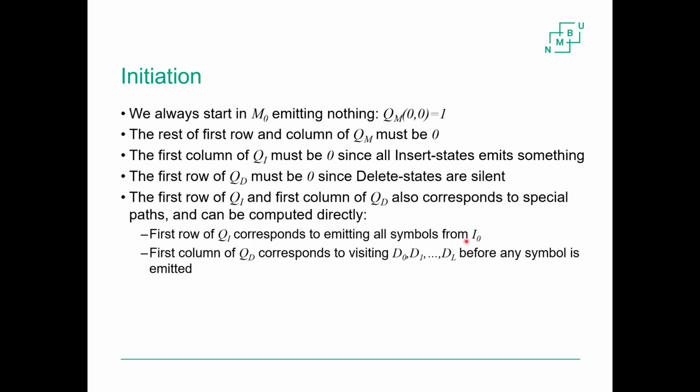But this can be filled in directly, and the same here. The first column of QD corresponds to visiting all the delete states before you visit anything else. And that's also really strange, isn't it? Because then you surpass all the match states. If your sequence contains the pattern, then it will never show that, right? Because you visit all these delete states first. So these two can be computed right away, and they will surely get very low scores, both of them.